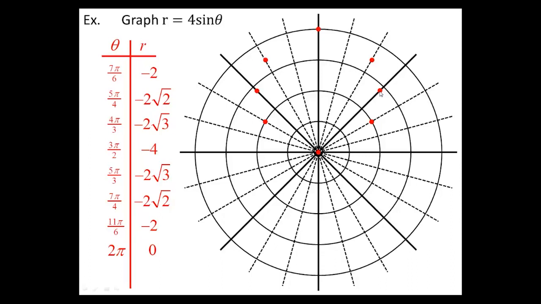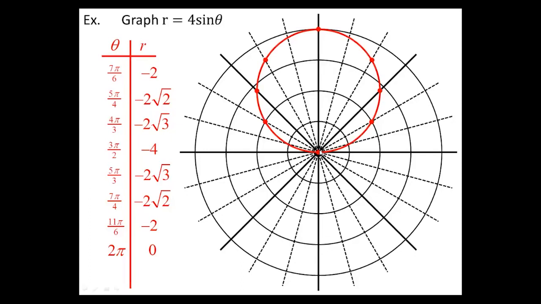And I could continue to go through this chart, but I'm going to realize that each one of these negative values corresponds to one of these points that I've already graphed. So really, I didn't need to figure out the values all the way to 2 pi. From 0 to pi would have been sufficient to get my perfect circle. 4 sine theta is a perfect circle.